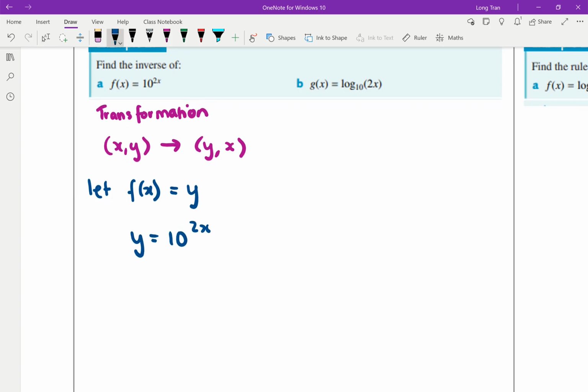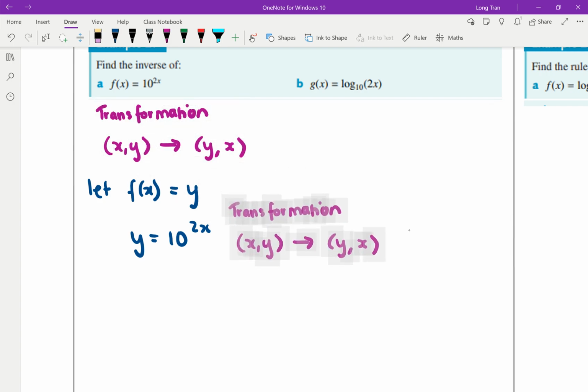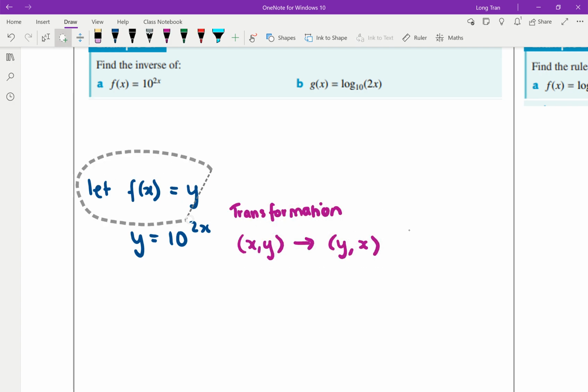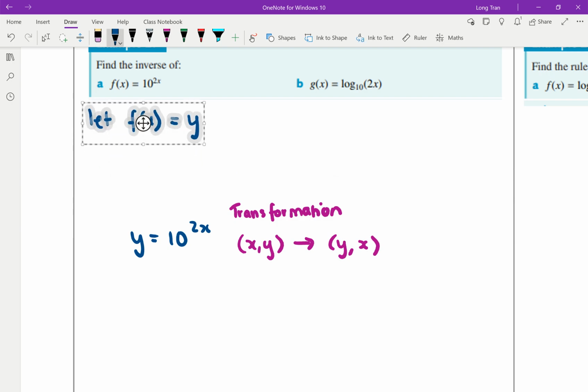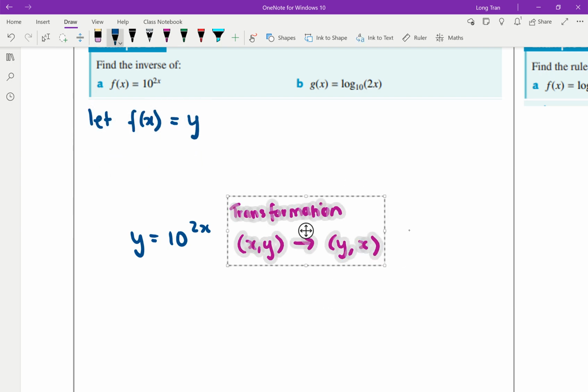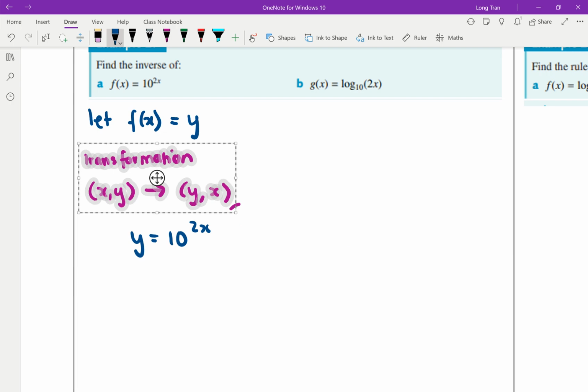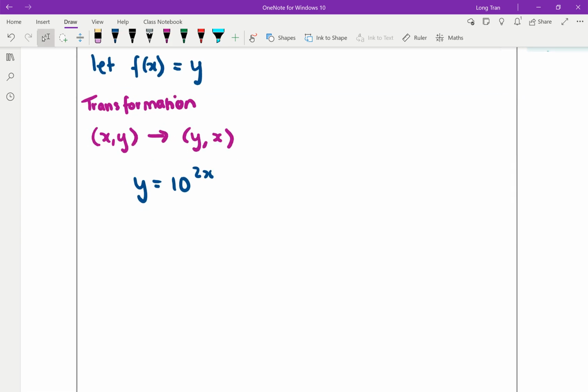If we follow that transformation, I should probably reorder it. Let f of x equal y, and then I'm going to write the transformation. This is your transformation, and that's your equation. If we swap, the x becomes the y and the y becomes the x, so now this becomes x equals 10 to the power of 2y.